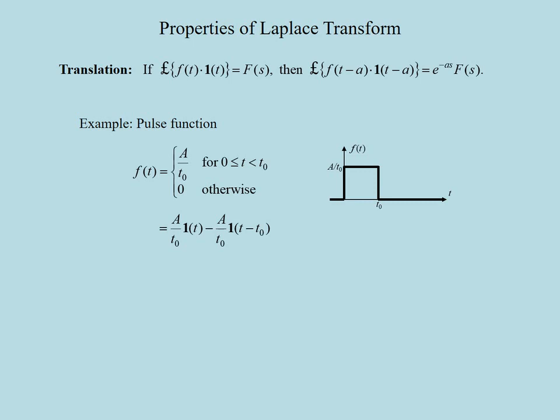So by using the Laplace transform of a step function and the linearity of the Laplace transformation, we can obtain the transform of such a pulse as A over t0 s multiplied by 1 minus e to the minus s t0.